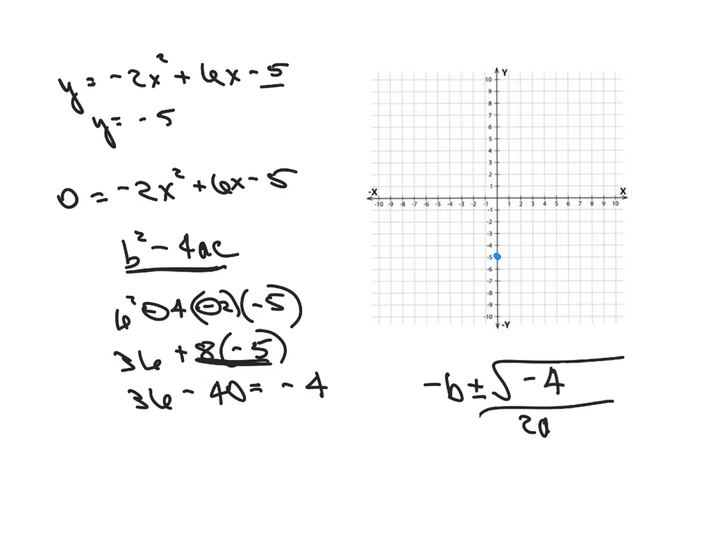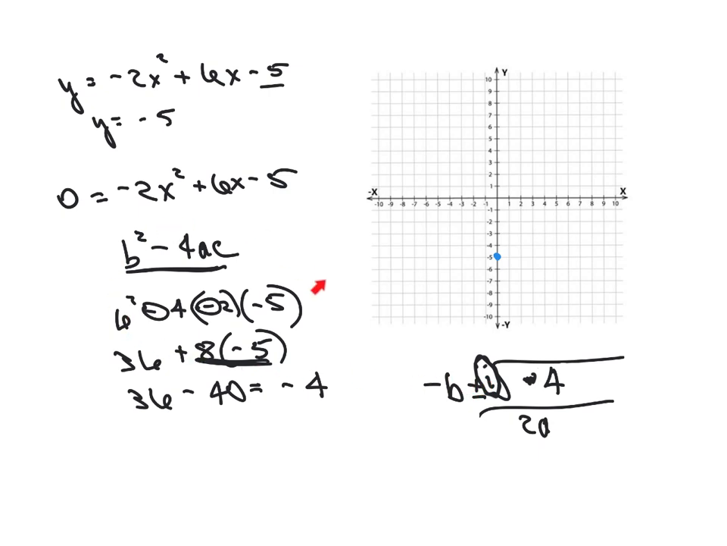negative 4. What do you know about taking the square root of a negative? What have I told you? That negative turns into an i. So we end up with an i out here and the square root of 4. When we get an i in our equation, that's an imaginary number. That means we cannot graph it, which means that this parabola does not cross the x-axis because it's imaginary.